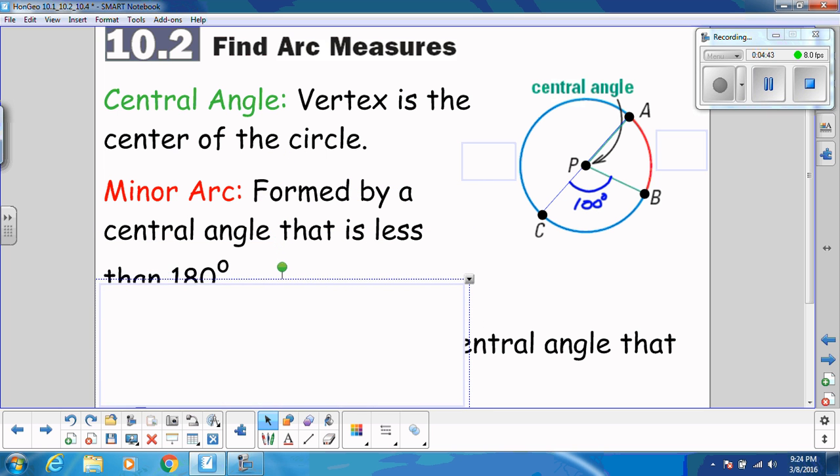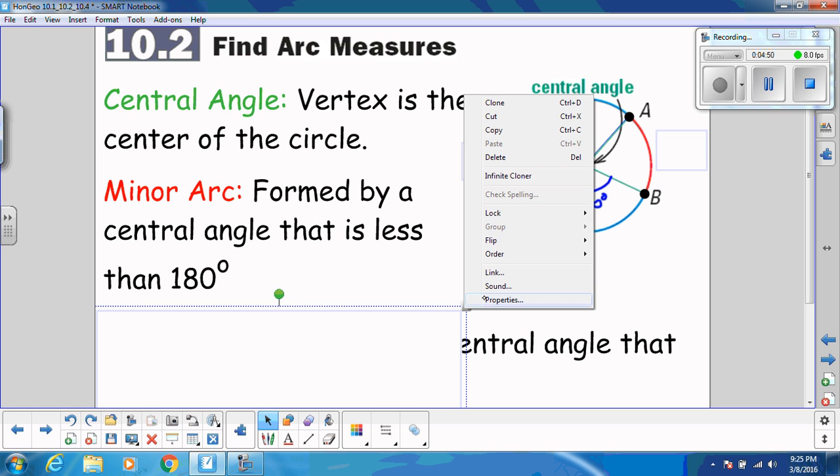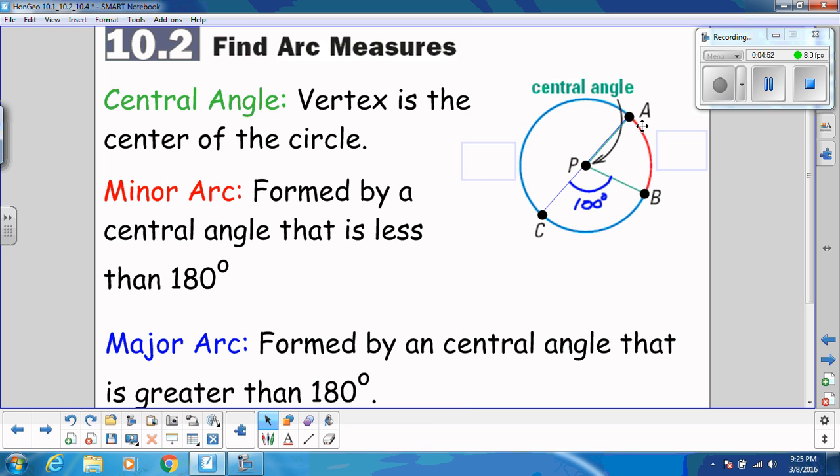A minor arc is formed by a central angle that is less than 180 degrees. So you can see this red arc right here. That is what we would consider a minor arc. This part right here from C to B would also be a minor arc because we were just saying that that has less than 180 degrees.